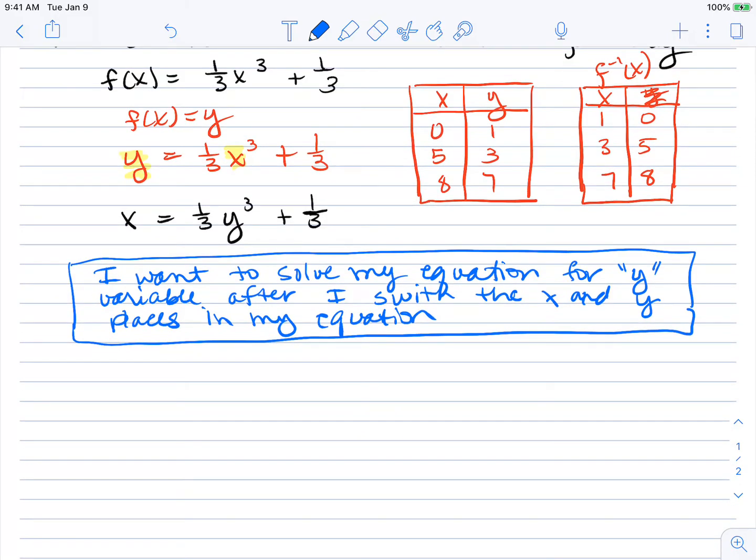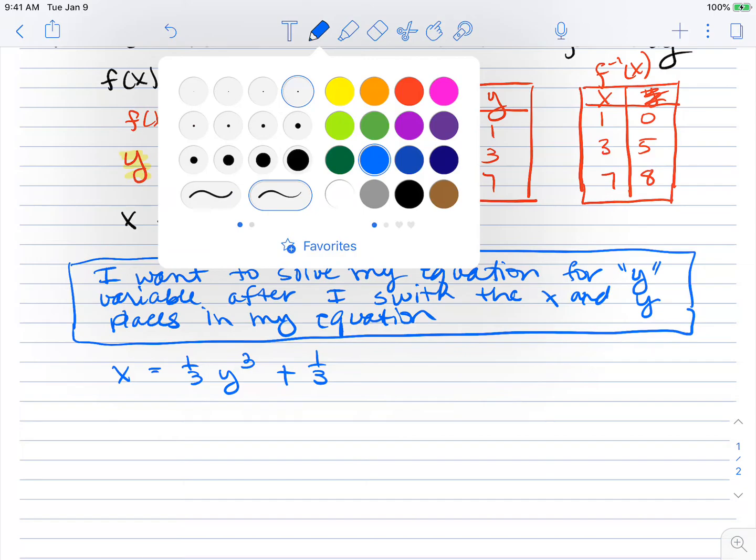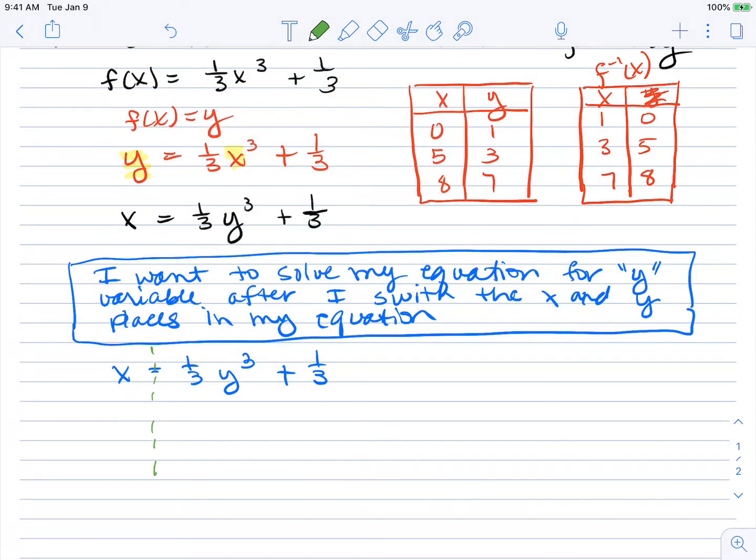And so I'm going to take this x equals 1/3 y to the third plus 1/3 and solve for y. The way that I do this is I'm going to put my line in here, because I've got two sides of my equation. I need to isolate that y. The first step would be to subtract 1/3 from both sides. Or I could know that if I subtract it, it's the same as moving it to the other side and writing it with a different sign, so subtracting. And I would get x minus 1/3, and it's not there anymore, equals 1/3 y to the third.